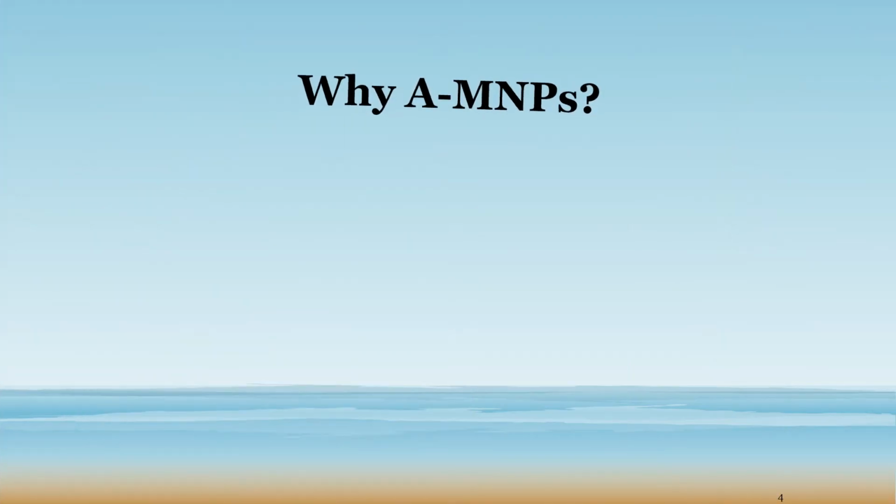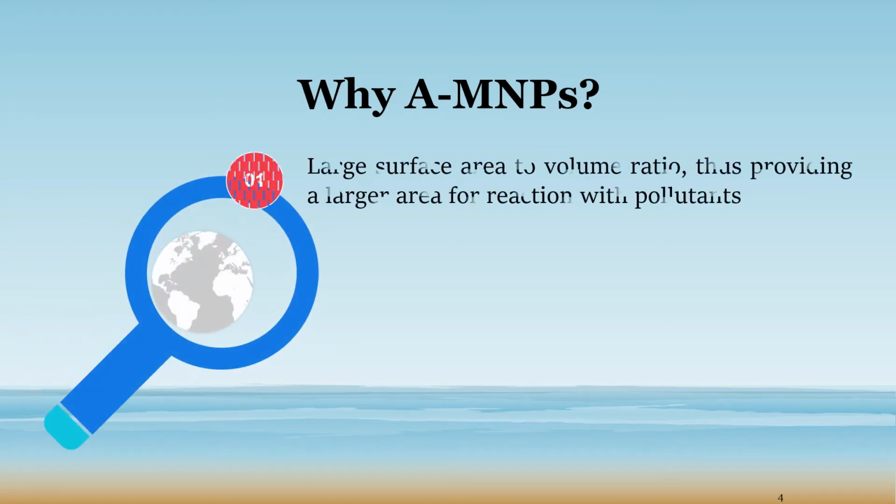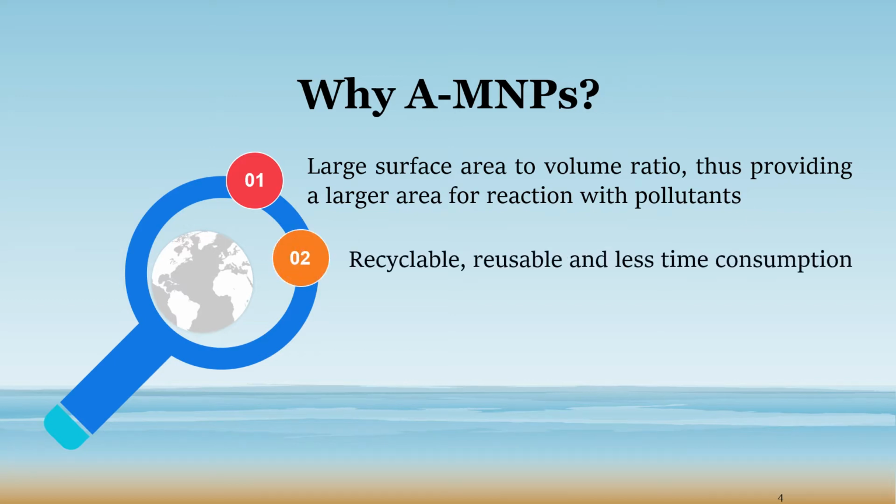But why do we choose Amine magnetic nanoparticles? This is due to several reasons. First, Amine magnetic nanoparticles have a large surface area to volume ratio as a common nanoparticle characteristic, which can provide a larger area for them to interact with the pollutants, so they can remove the pollutant effectively. Second, Amine magnetic nanoparticles are recyclable and reusable, up to 6 cycles with efficiencies greater than 96%. Therefore, by using Amine magnetic nanoparticles, less time is needed to produce it again for every cycle.